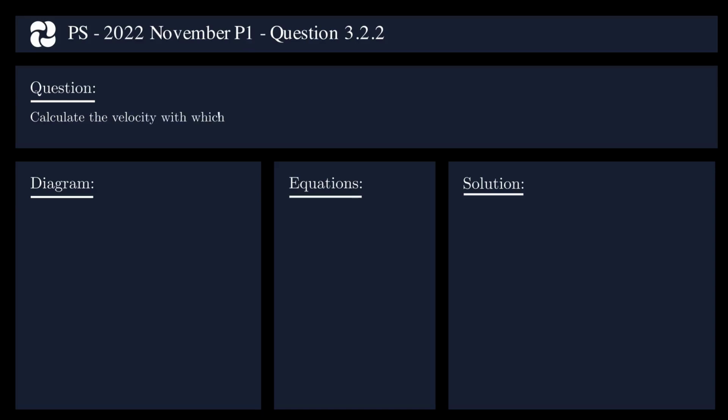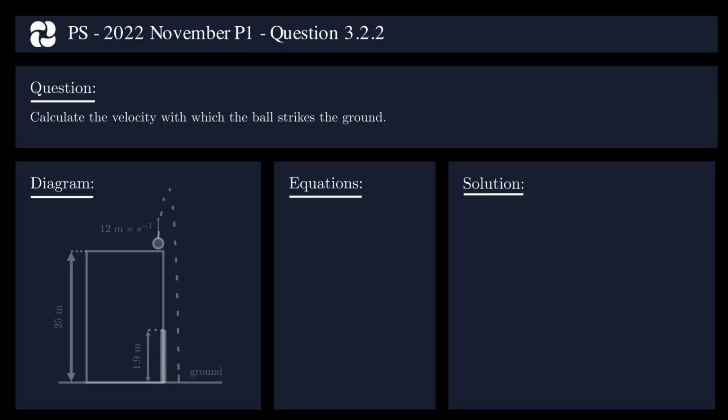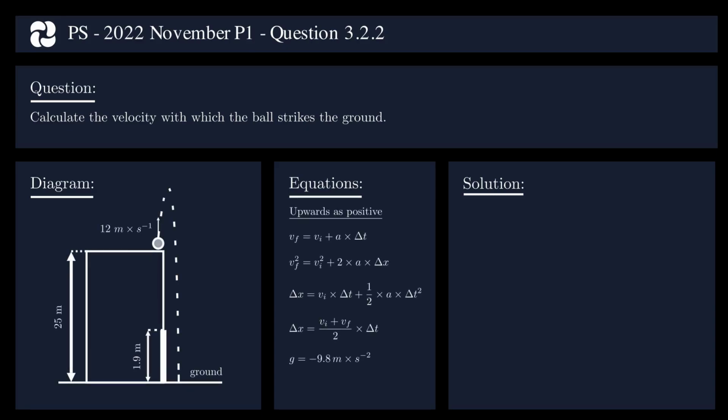Calculate the velocity with which the ball strikes the ground. A corresponding diagram can be seen on the screen. There are mainly 4 equations which are used to solve questions related to the topic of vertical projectile motion.